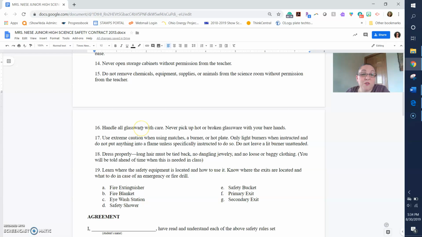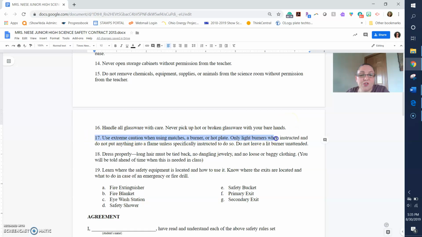Handle all glassware with care. 16, never pick up hot or broken glassware with your bare hands. Glass looks no different, hot or cold or room temperature, unless it is so hot it is melting, and even then it doesn't always look different. So you want to make sure that you're approaching all glassware with caution.